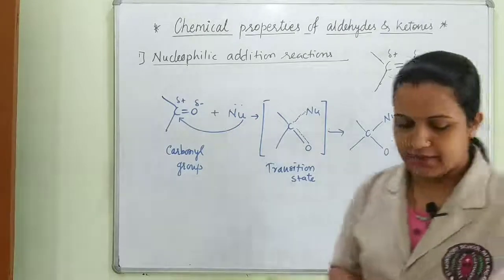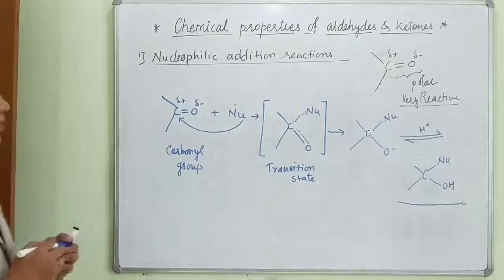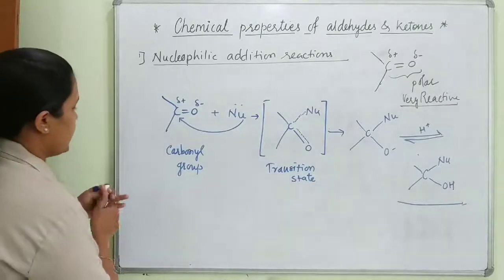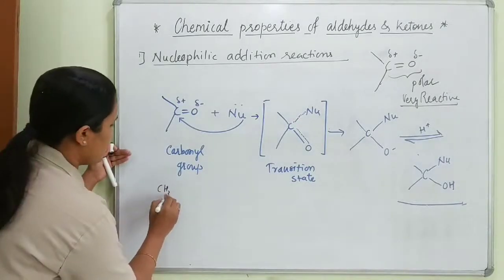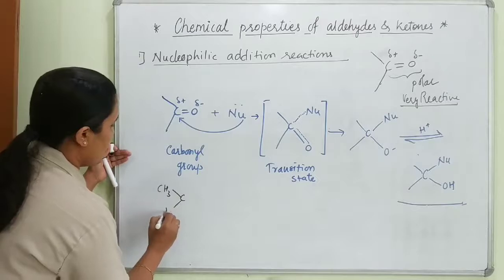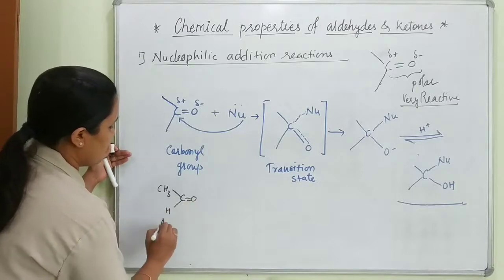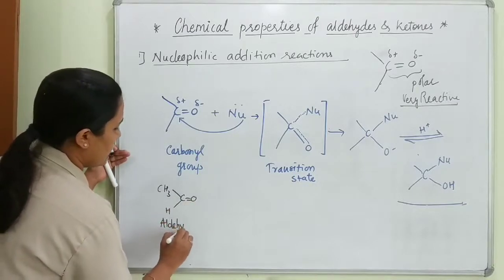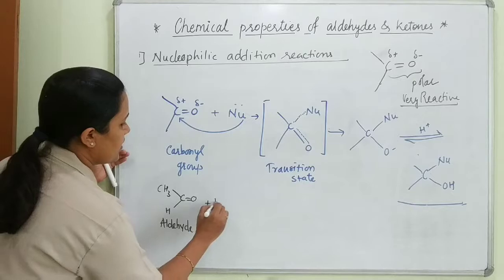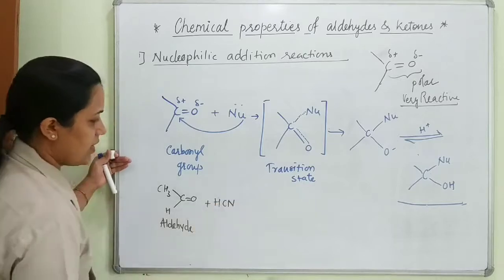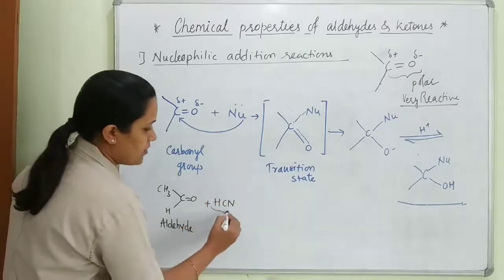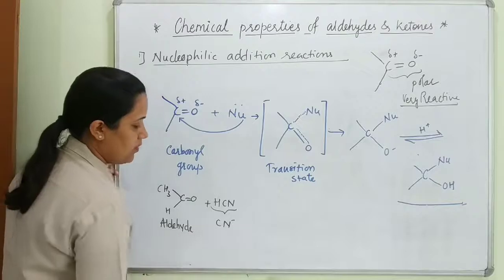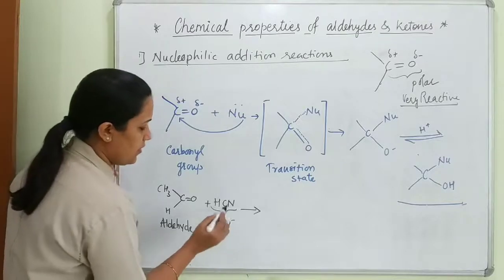Let me give you one example also, so it would be easy for you to understand. Now if I have CH3CH double bond CHO, that one is an aldehyde. When there is an attack of HCN, from HCN the nucleophile is taken out and that becomes CN negative.